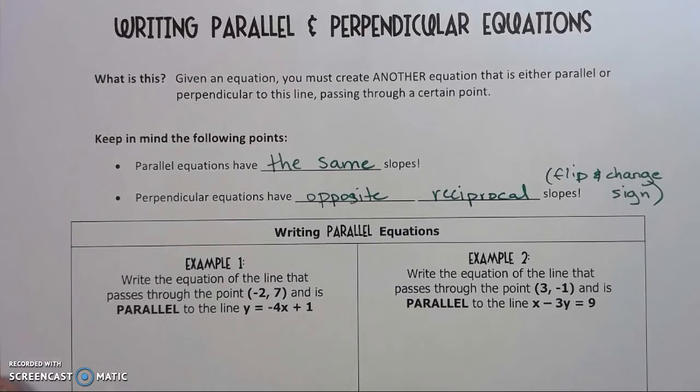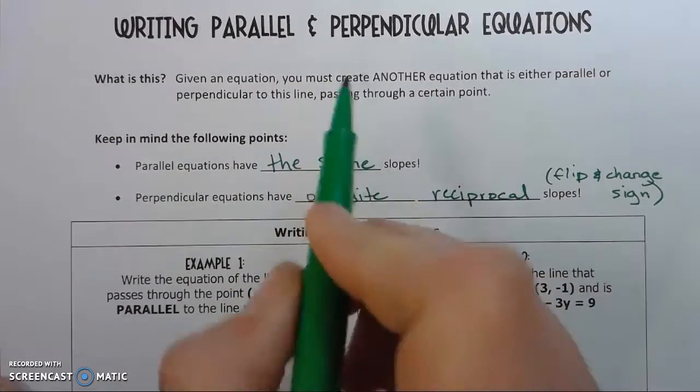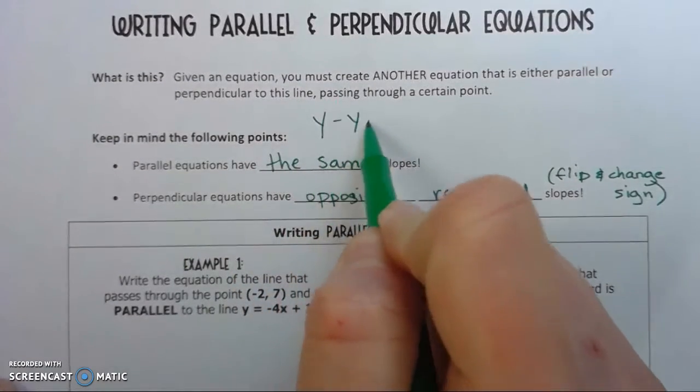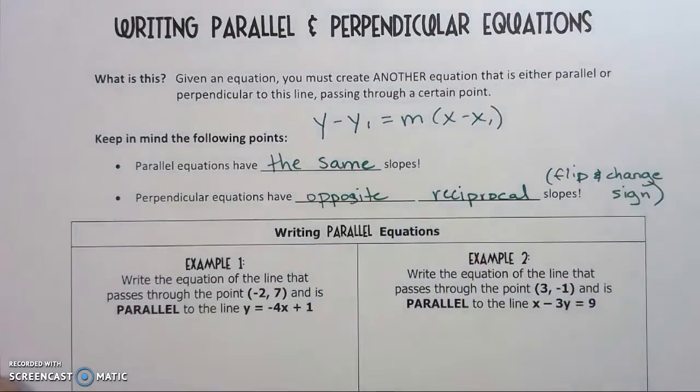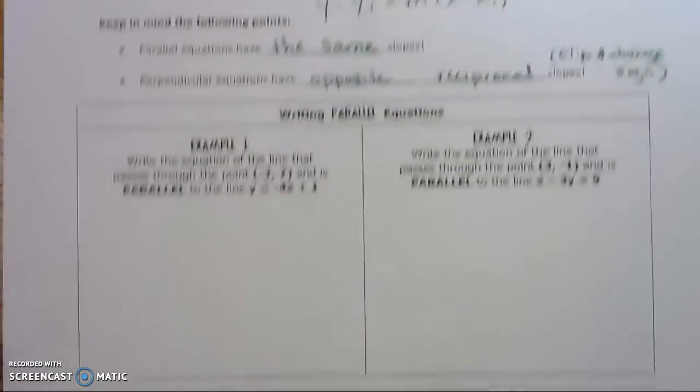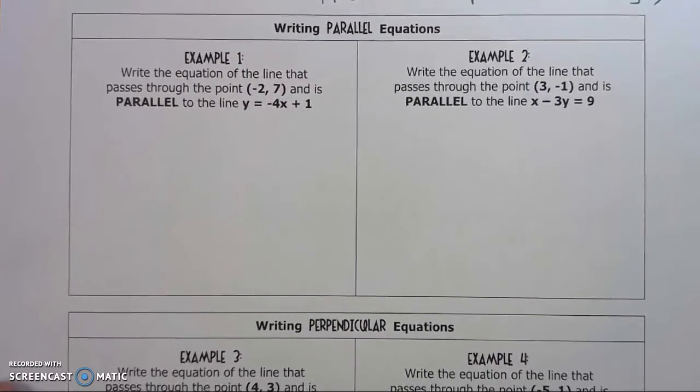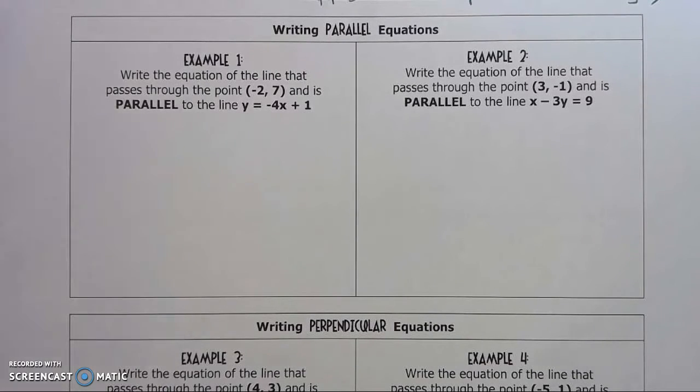And then we're going to use point slope formula today. So I'm going to also write that here. y minus y1 equals slope times x minus x1. So we're going to use that when we write parallel and perpendicular equations. Okay, so let's look at some examples of writing parallel equations.